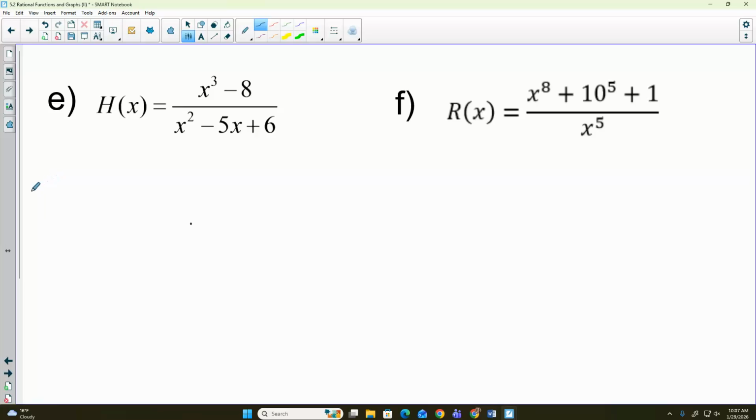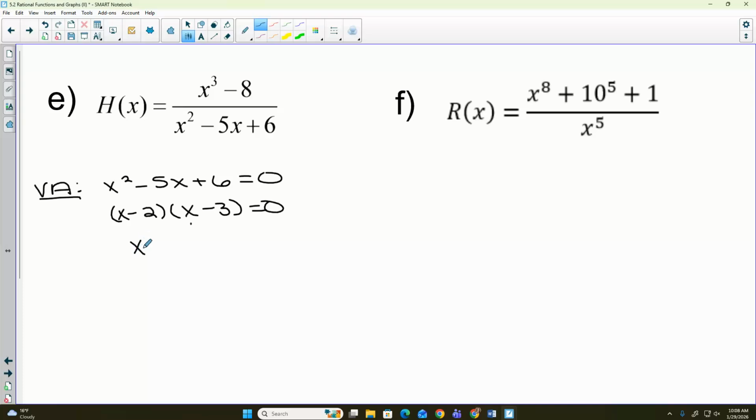For this one, for my verticals, we set the bottom equal to 0. So that factors into x minus 2, x minus 3. So my vertical asymptotes are x equals 2 and 3. All right, then we have to decide horizontal or oblique. If you take x cubed over x squared, are you still going to have an x left? Yes. So that means it is which type? Oblique.